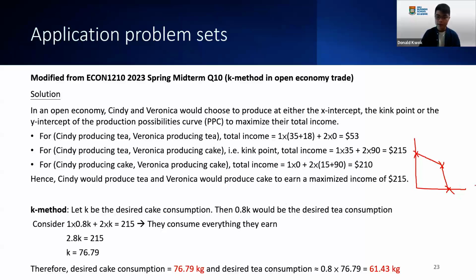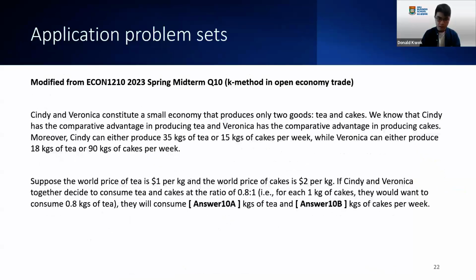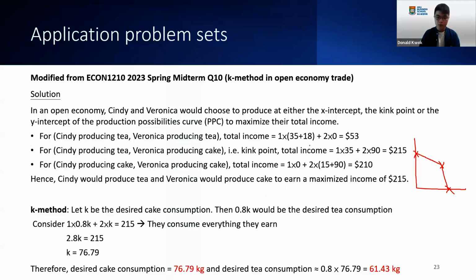If we are plotting tea on the x-axis, the x-intercept simply means that both of them only produce tea. So what will be their total income if both of them only produce tea? They can jointly produce 35 plus 18 kgs of tea, and the world price of tea is $1. So this is why their total income can be found as follows: $53 at this point.